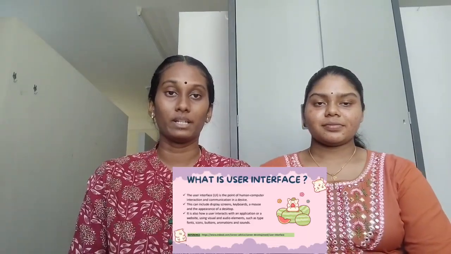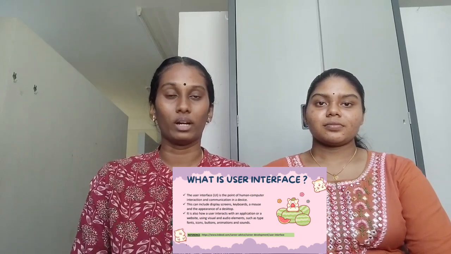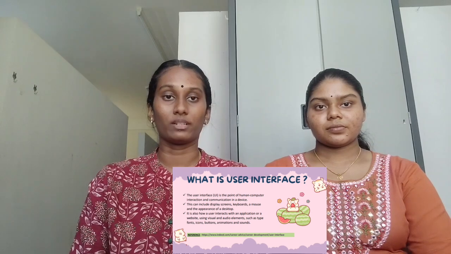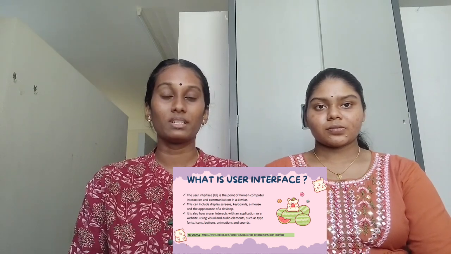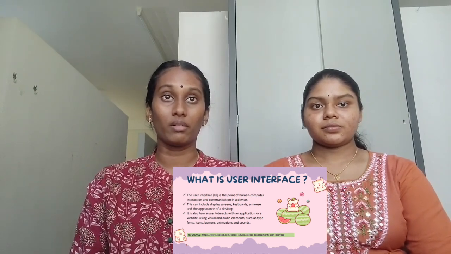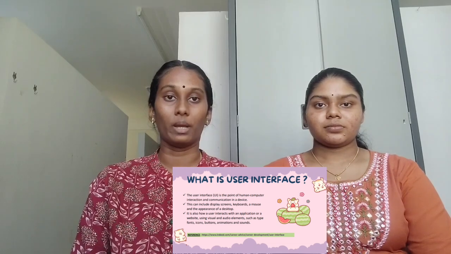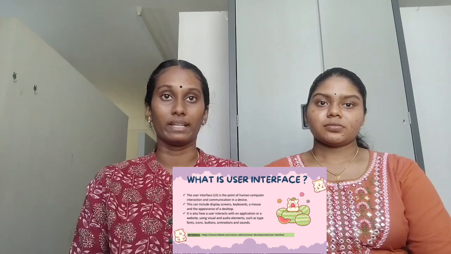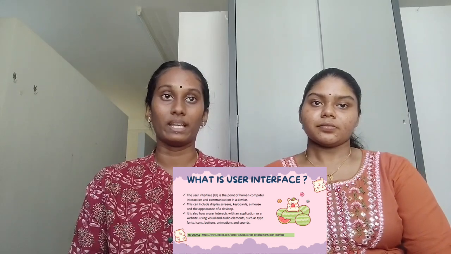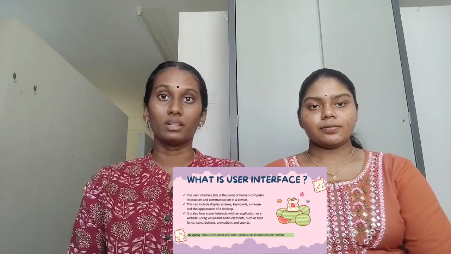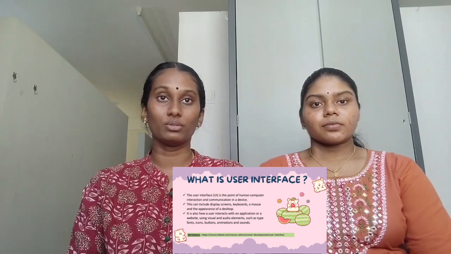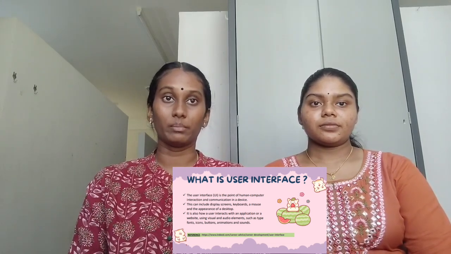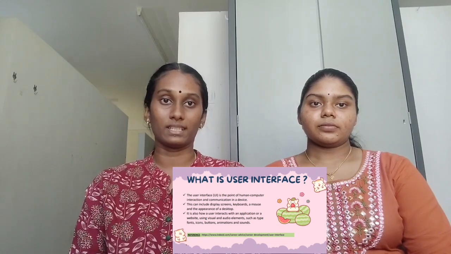Next, I will explain what the user interface, or UI, means. The user interface is the point where interaction between humans and computers takes place. This includes display screens, keyboards, mouse, and even how a website or application looks and feels. UI includes visual elements like icons, fonts, buttons, animations, and even sounds. A good UI allows users to use the system easily without confusion. It should meet their expectations by being simple, attractive, and accessible.